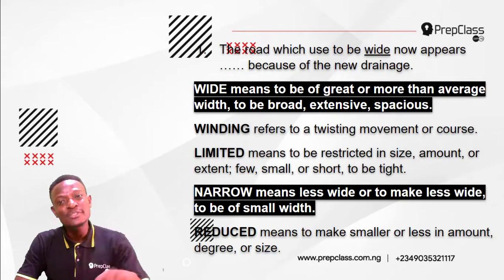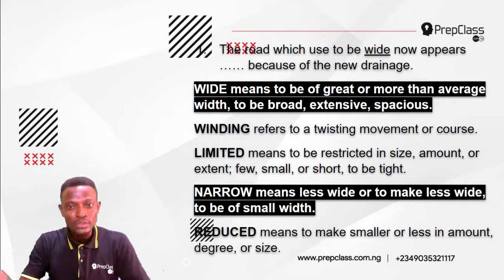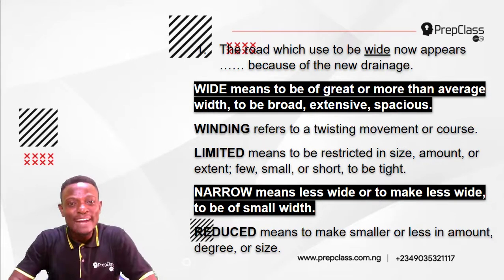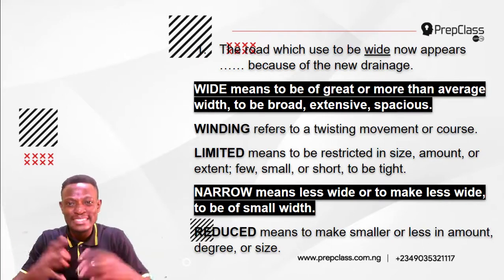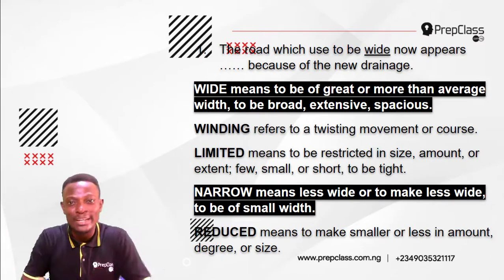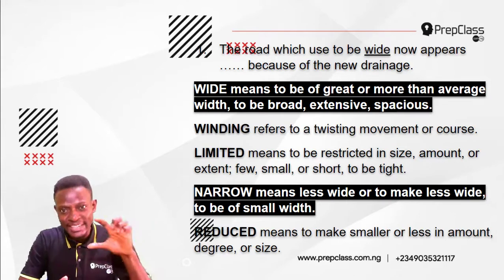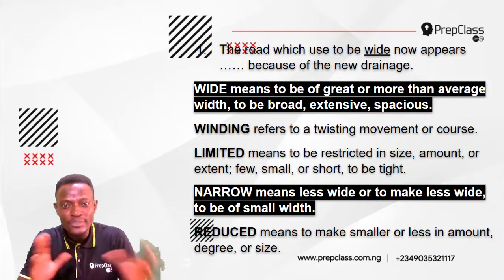Now, wide means to be of great or more than average width, to be broad, extensive and spacious. So, the road used to be broad, it used to be extensive, the road was spacious, but now it appears dash because of the new drainage. A drainage has been constructed on the road. So the road is appearing how? How is the road appearing?